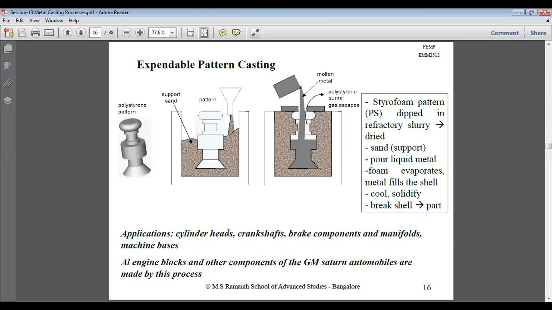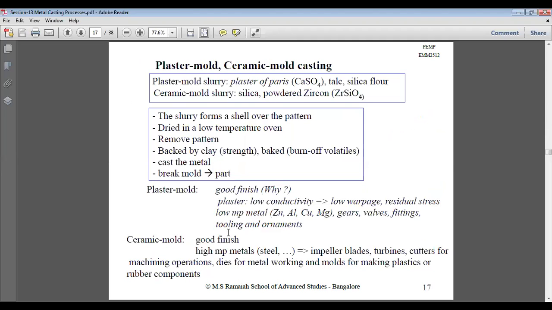So this is GM Motors. GM Saturn automobiles are made by this process. The casting facility of GM Motors also uses expandable pattern casting for making all types of automobile components. Now we have plaster mold and ceramic mold casting.